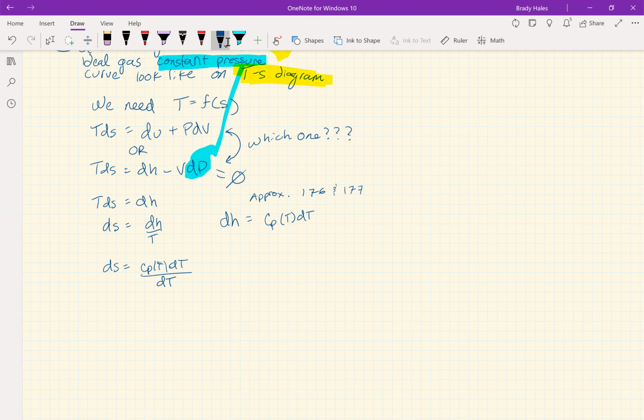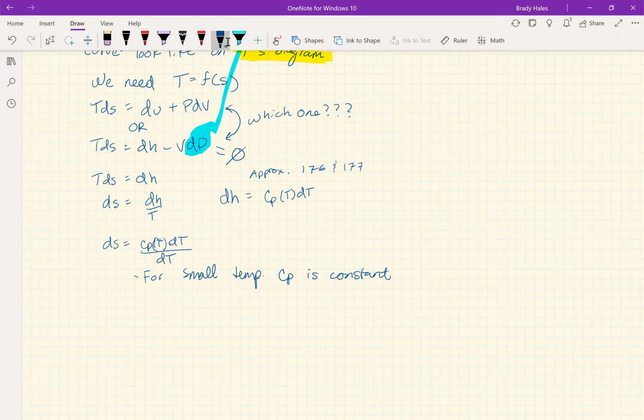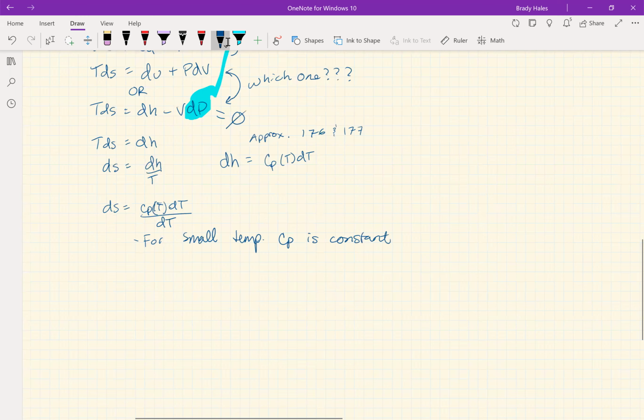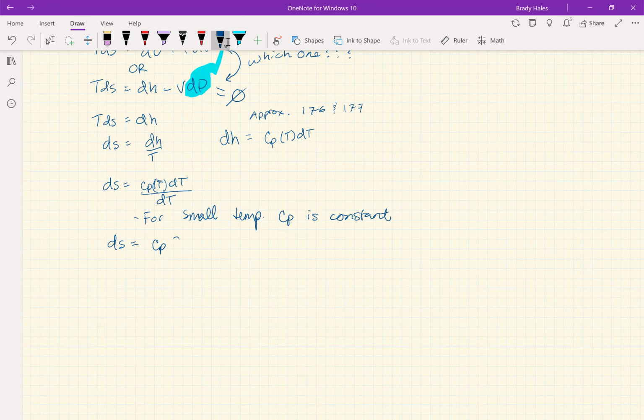And then we know, not for an ideal gas, but you can say for small temperature changes, C sub P is constant, right? So now we have dS is equal to C sub P, and I put a dT on here, but it's actually this dT over T.